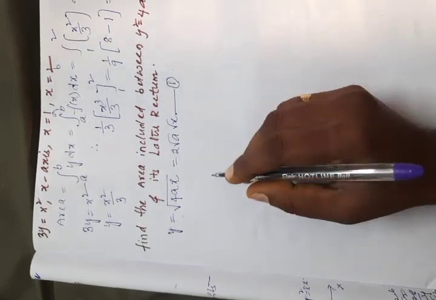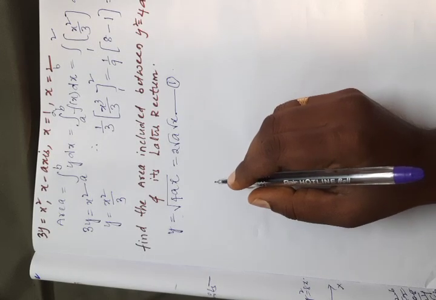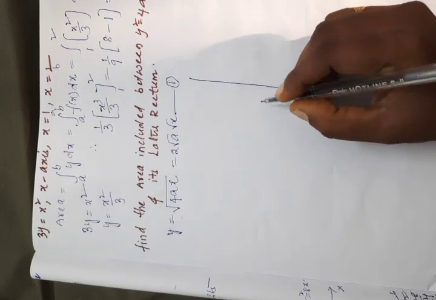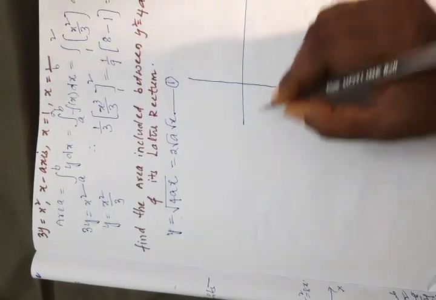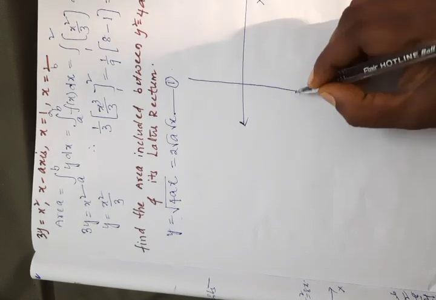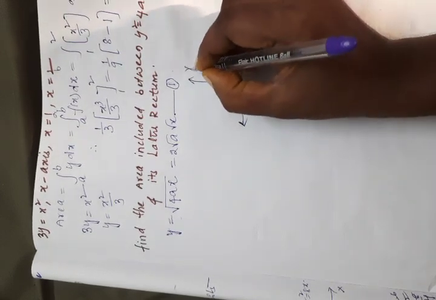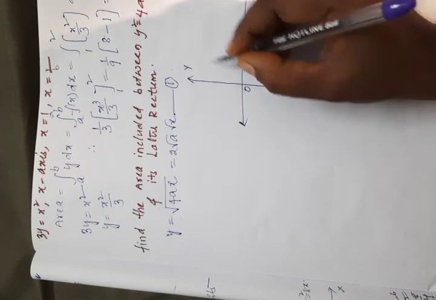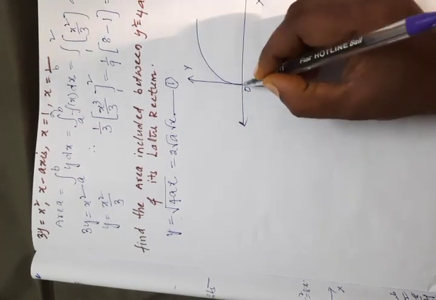The latus rectum is the line perpendicular to the axis of the parabola. Here you can see the graph. This is the x-axis, this is the y-axis, and this is the origin. Now y square equal to 4ax is known as the standard parabola. It looks like this.